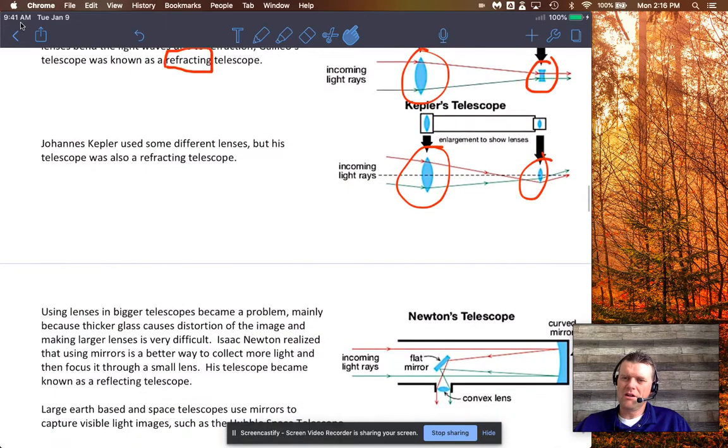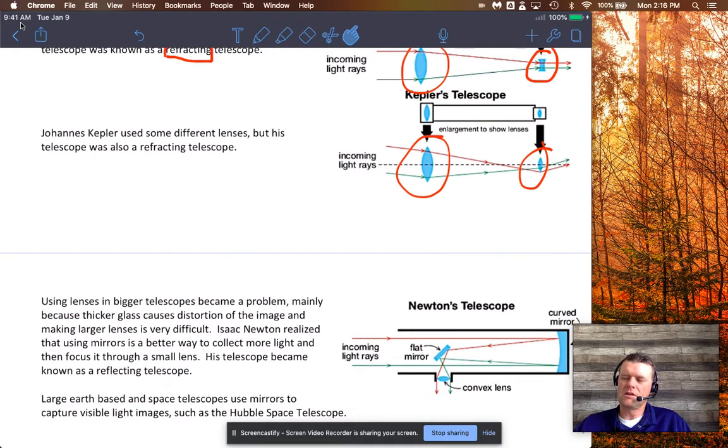Isaac Newton was kind of the first to realize that we could collect a lot more light if we used mirrors. There are limits to using lenses. You can only make lenses that are so big. Glass that's too thick can basically distort the image and make it unclear. And also, large lenses are hard to make.